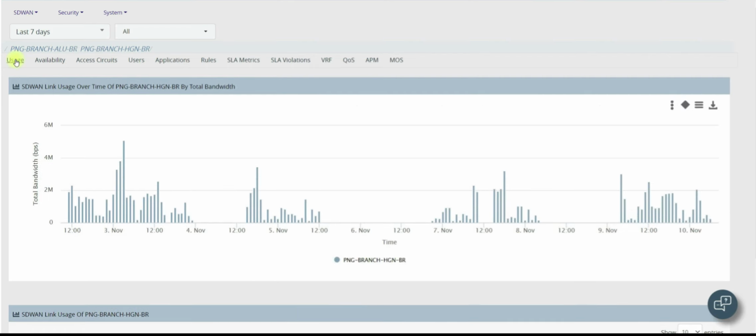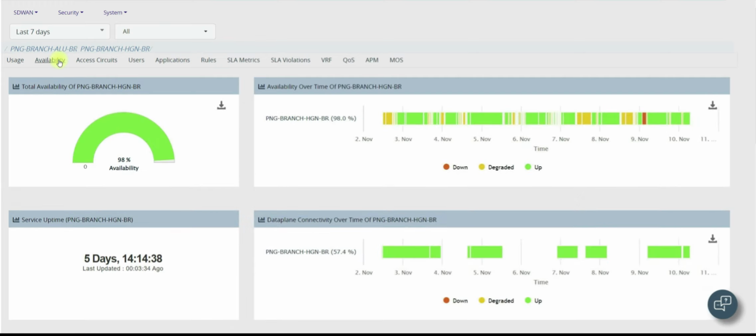Here's a real-world scenario for a customer based in Papua New Guinea who has several branch sites, but this branch in particular based out of Mt. Hagen had slow response times and poor application performance. The branch has two WAN circuits, both 2 meg circuits from Telecom PNG and Digicel. The branch was complaining of poor performance overall.